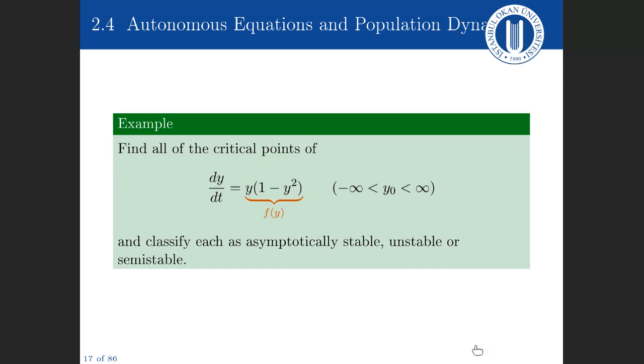Let's do some examples. Find all of the critical points of dy/dt equal to y multiplied by 1 minus y squared, where we're going to allow the initial condition, y0, to be any real number, and classify each as asymptotically stable, unstable, or semi-stable.